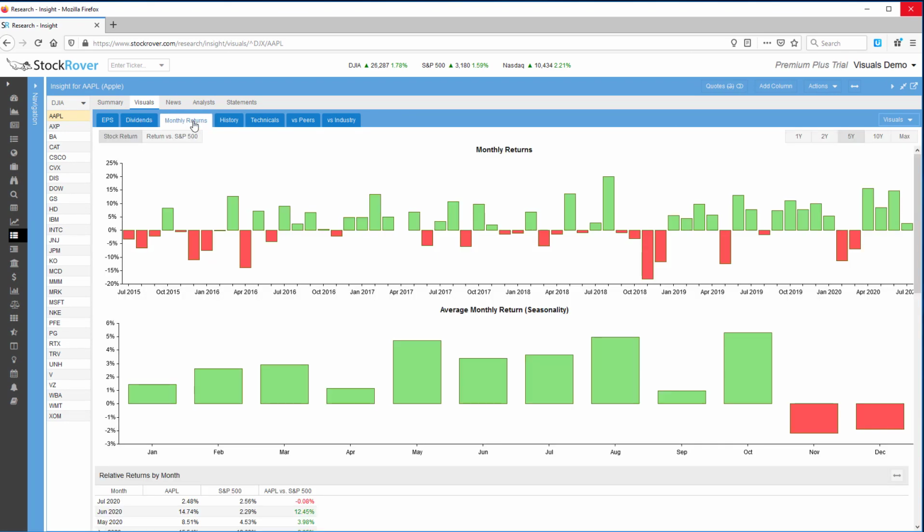Monthly returns. It shows the seasonality of a stock, ETF, or fund. This section makes it easy to see if there's a pattern during different times of the year as to when an investment performs well or poorly. You can control the time frame to view from 1 year to over 10 years to everything we have. You can also control whether the monthly returns displayed are absolute or relative to the S&P 500 benchmark.